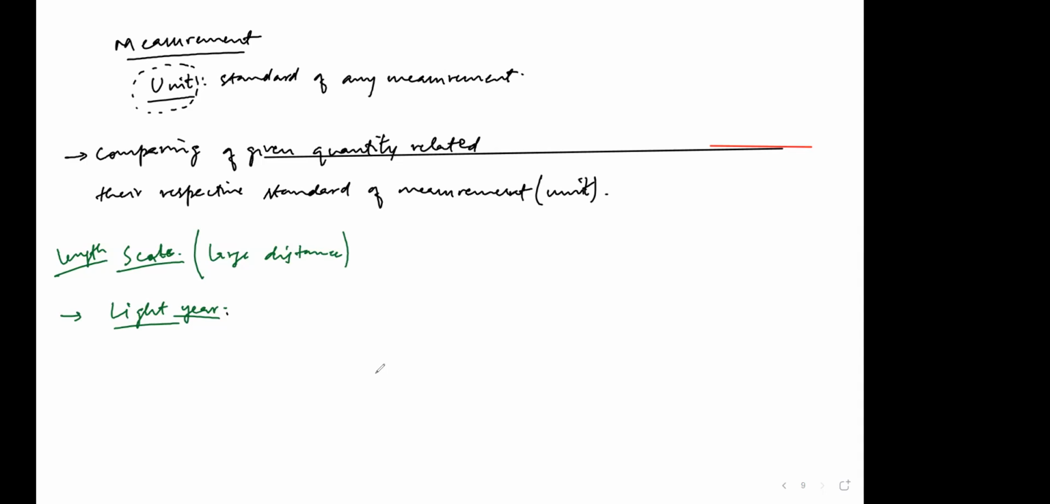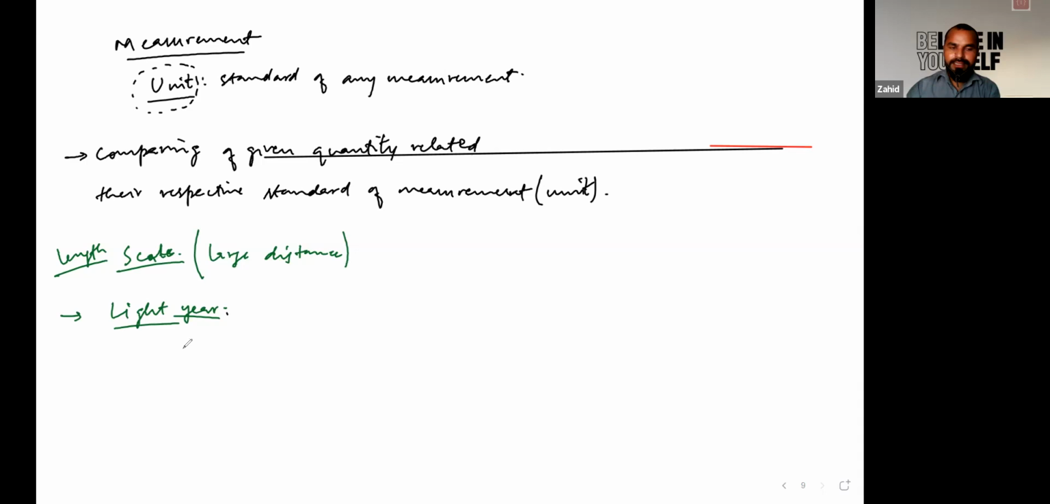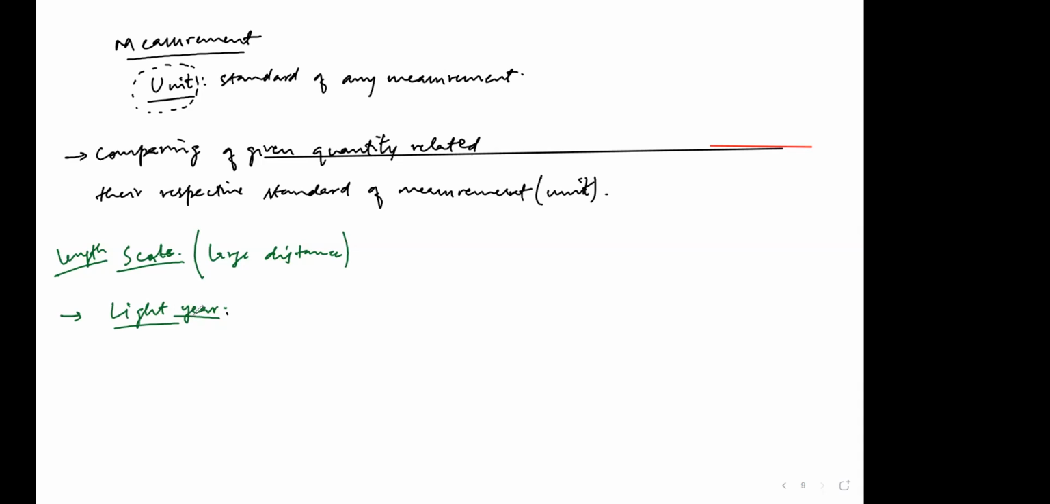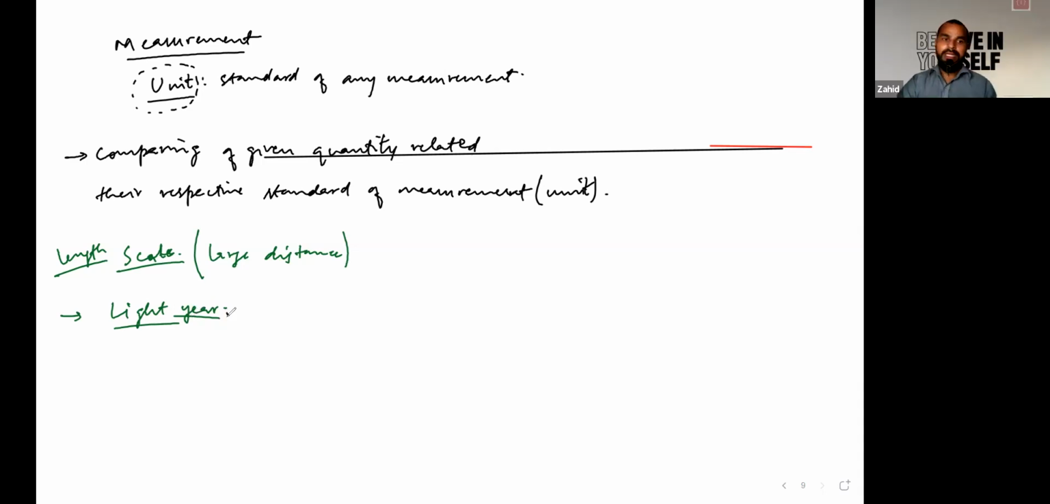A light year is a term that passes with the speed of light and takes around a year. A light year is simply the distance traveled by light in 1 year if it is going through vacuum. So it is just a measurement of distance for large distances, just as the distance between any two stars, or any two heavenly bodies.